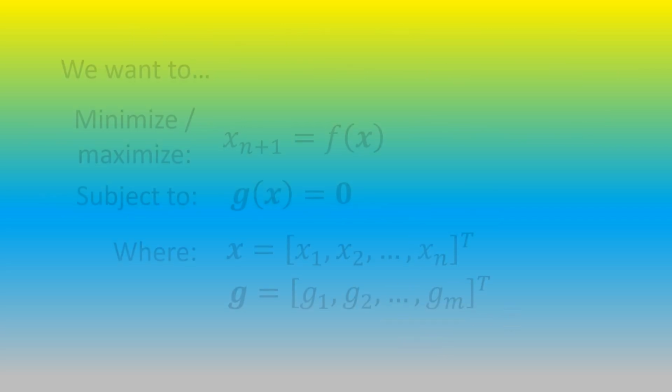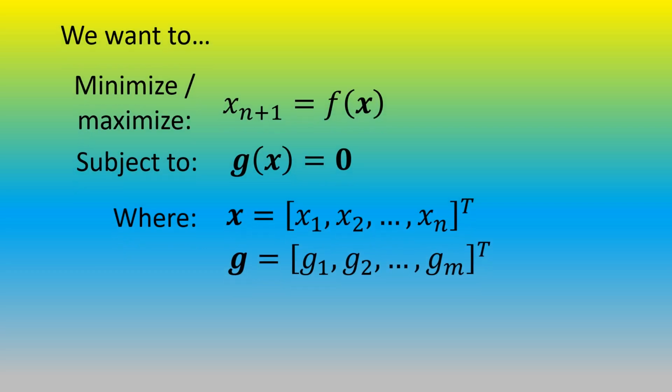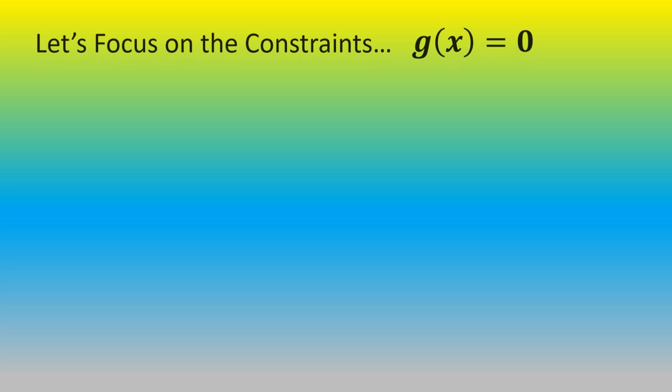So what we want to do, in this case, is maximize or minimize x n plus 1 equal to f of x, subject to g of x equal to 0. Now g of x, g is a set of equations or constraints, and it is a function of the vector x. And we're going to say that's equal to the 0 vector. Now, let's focus on the constraints.